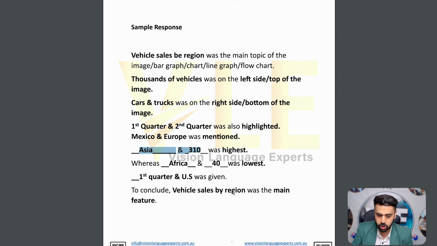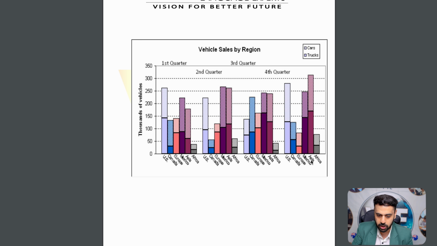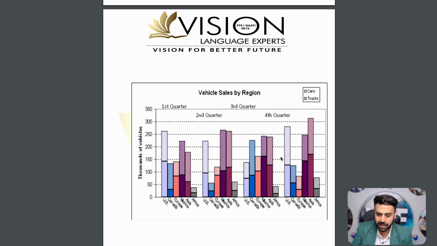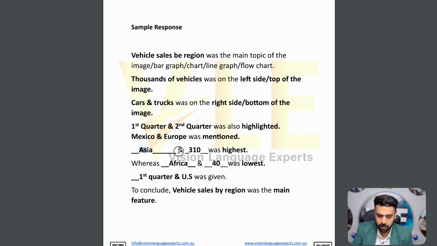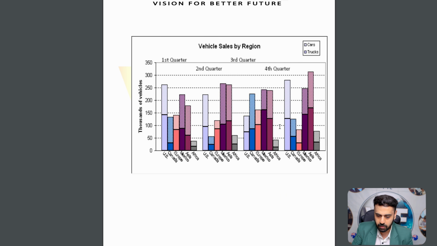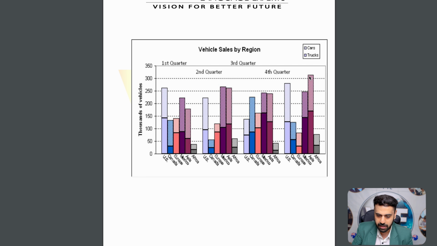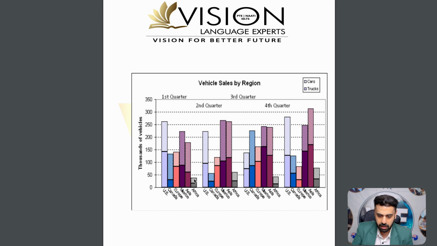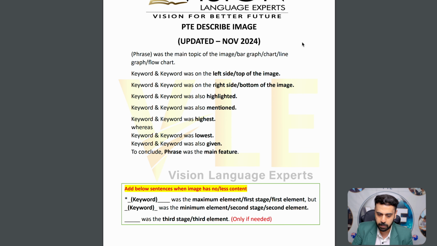So you also need to ensure that after you have used highlighted and mentioned, you need to include the highest and lowest element as well. So for example, if this is an image, what would be the highest and lowest? The highest would be Asia and 310, which is over here. Asia and 310 is highest, and what is lowest? Africa and 40. So over here we can say Africa and 40, or even from here Africa and 40. It doesn't matter even if you pick the lowest from somewhere else and the highest from somewhere else, but you need to say it correctly. And then the last sentence is going to be dash and dash was given.